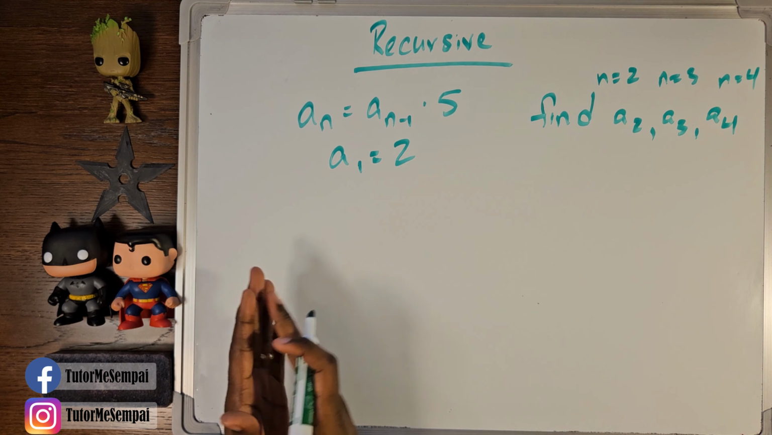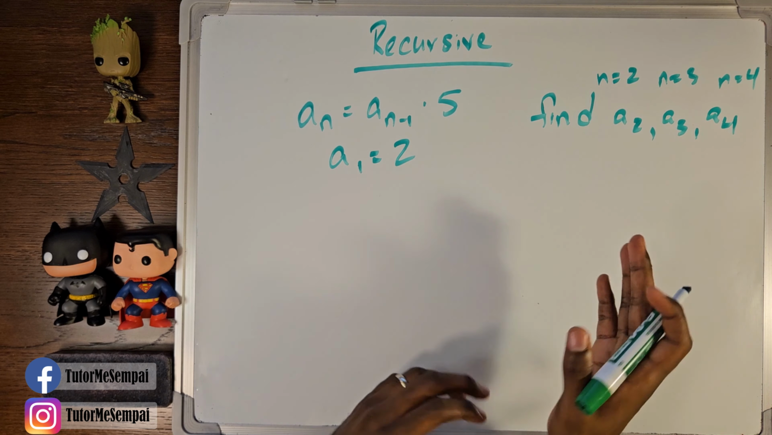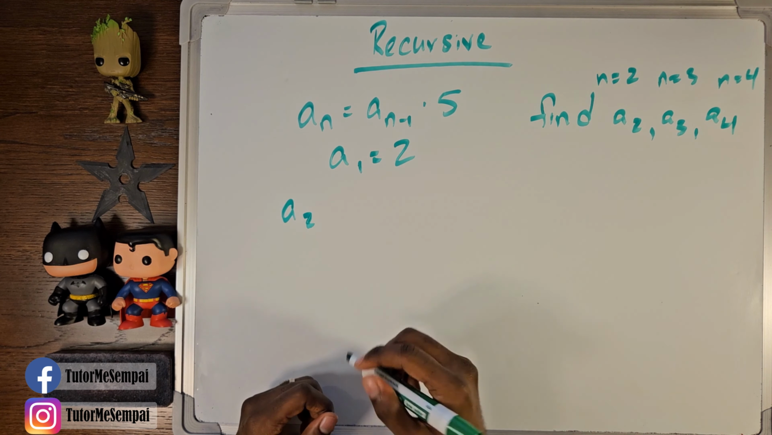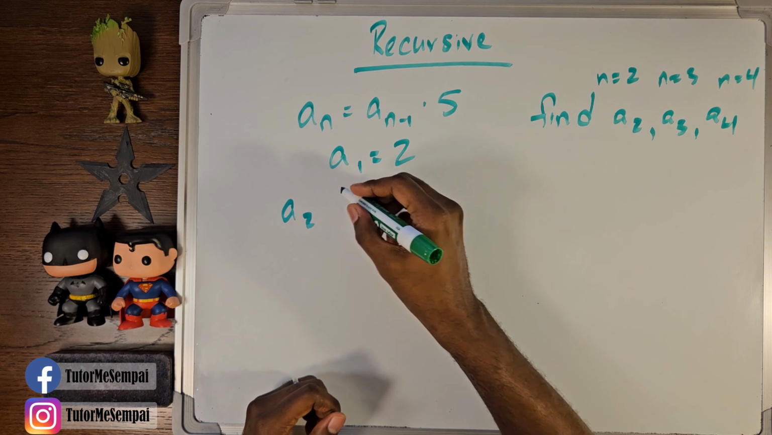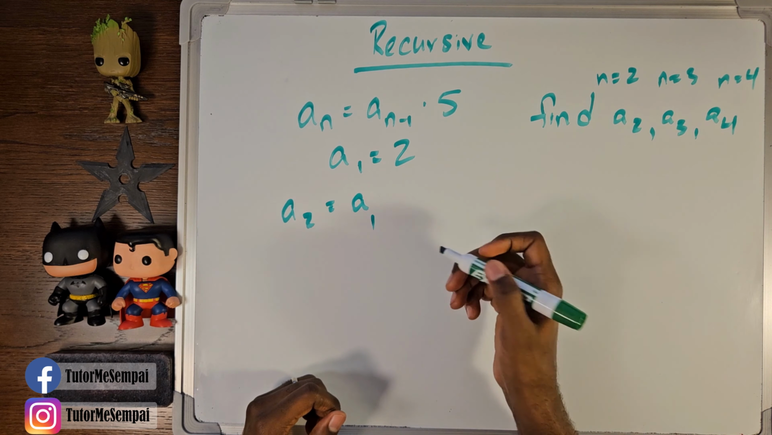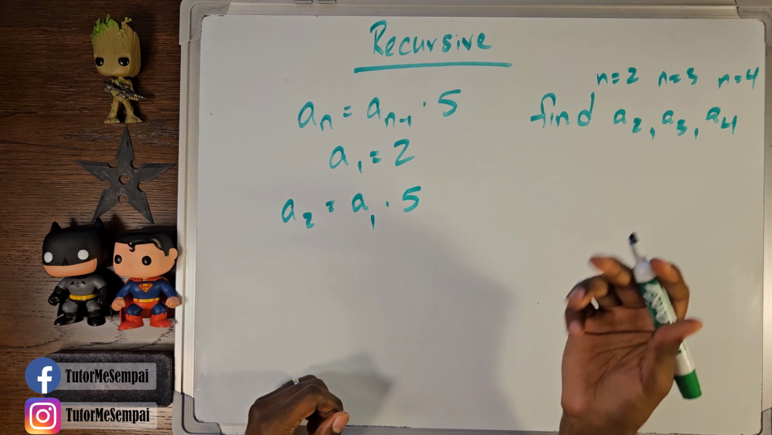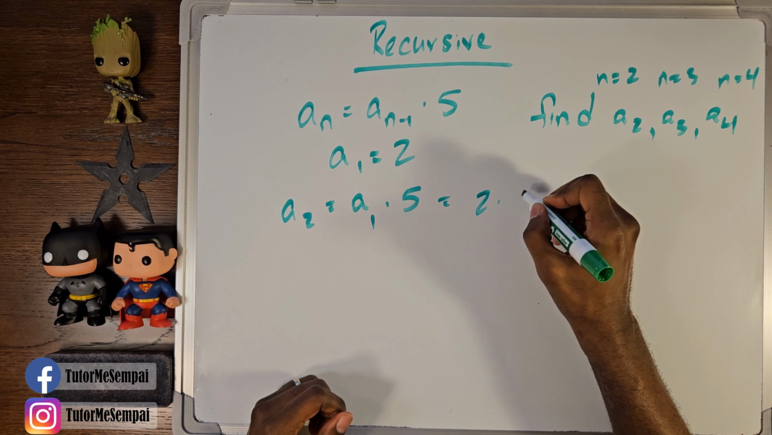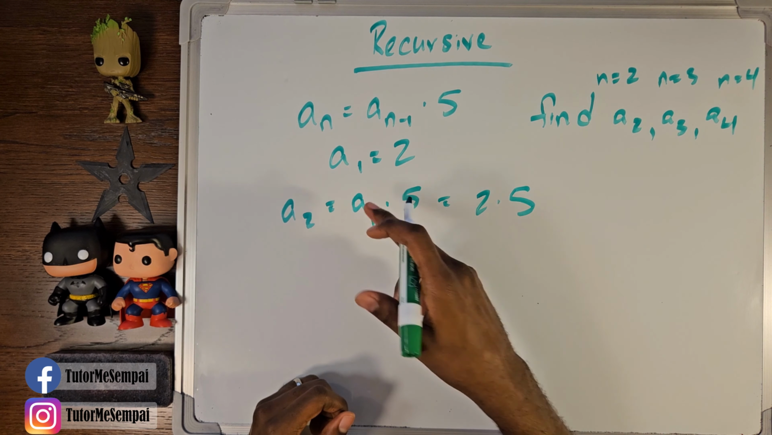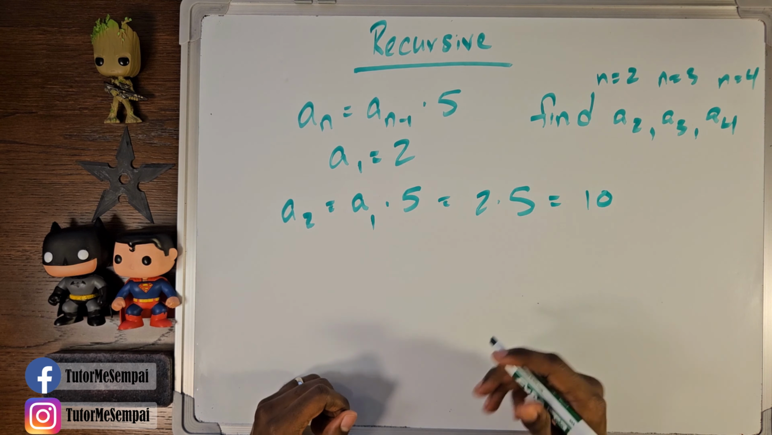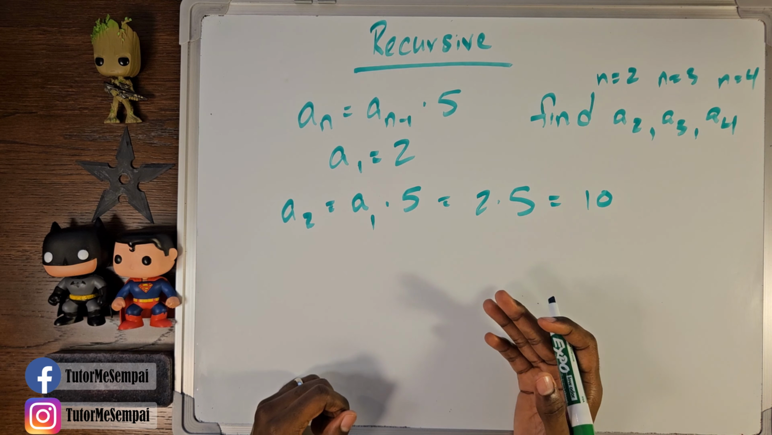So let's start with 2 because we can't jump all the way to 4 without knowing what our 2 and our 3 are. So we're going to have our a sub 2, plugging in your 2 wherever you see your n, and this is going to be a sub 1, right? 2 minus 1 times 5. And we know what a sub 1 is. So we can rewrite this as 2 times 5. Our a sub 1 is going to be 2. Now you can simplify this to be 10. So our a sub 2 is simply going to be 10.